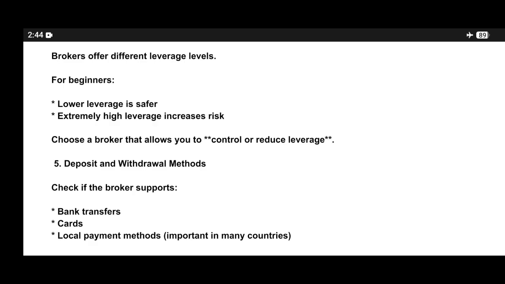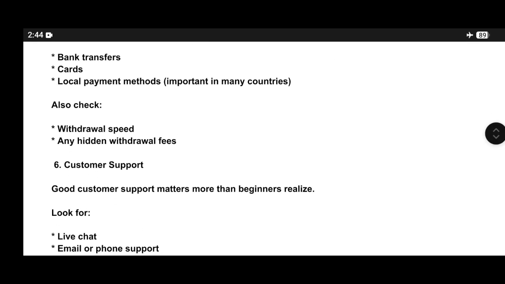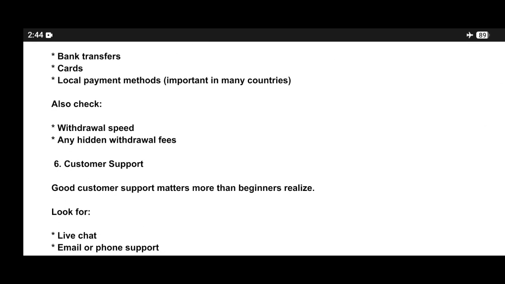Deposit and withdrawal methods, which is number five. Check if your broker supports bank transfers, cards, or local payments. Important in many countries. Are you getting me? Also check your withdrawal speed, and also check if there are any hidden withdrawal fees. Number six is customer support. Customer support matters more than beginners realize.